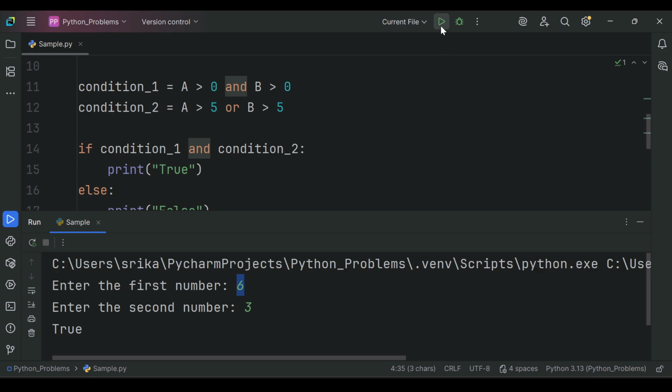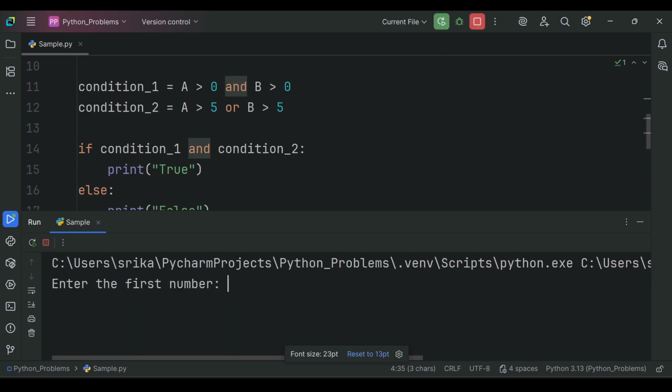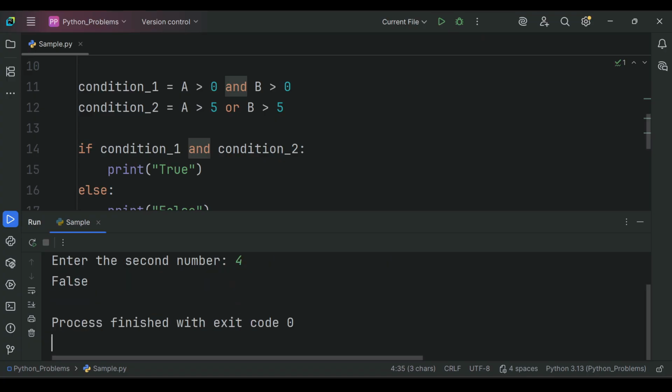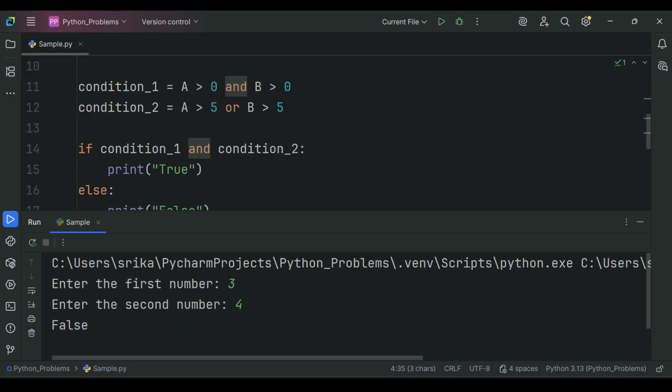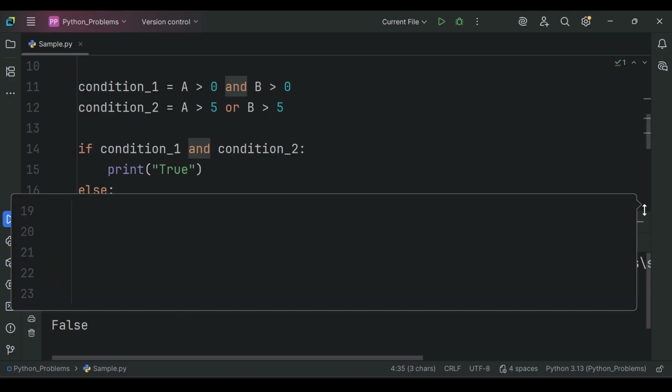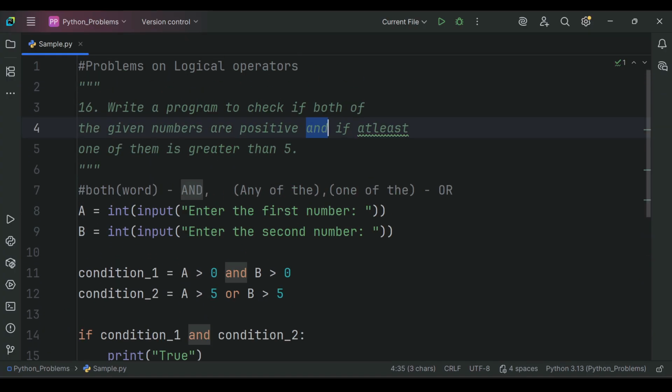Okay, now see one more example. Here one number I am giving 3 and another number I am giving 4. See here, this is false. Why? Because the first condition is true but the second condition is false. Now true and false becomes false. Okay friends, I hope you understand this problem. Let's look into another problem.